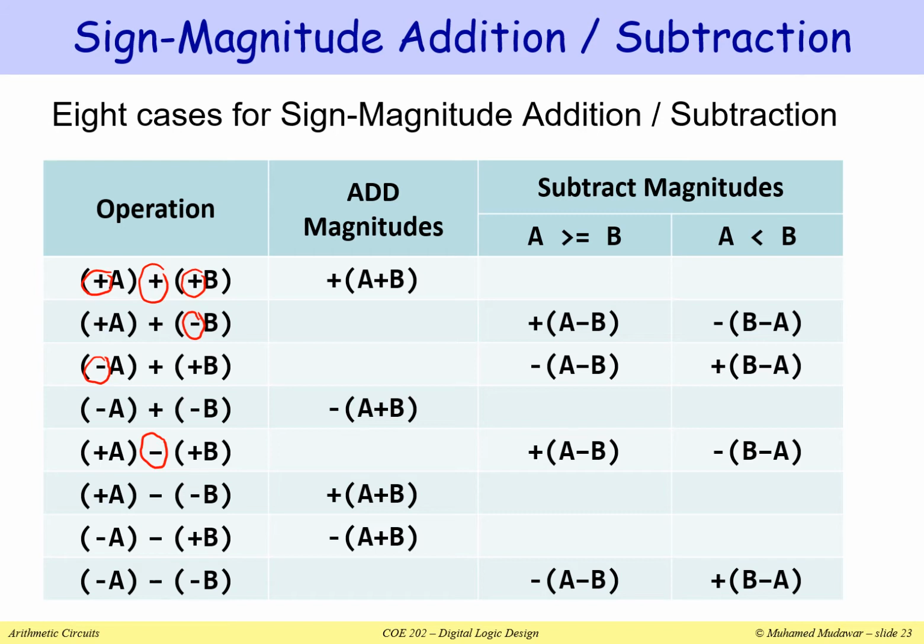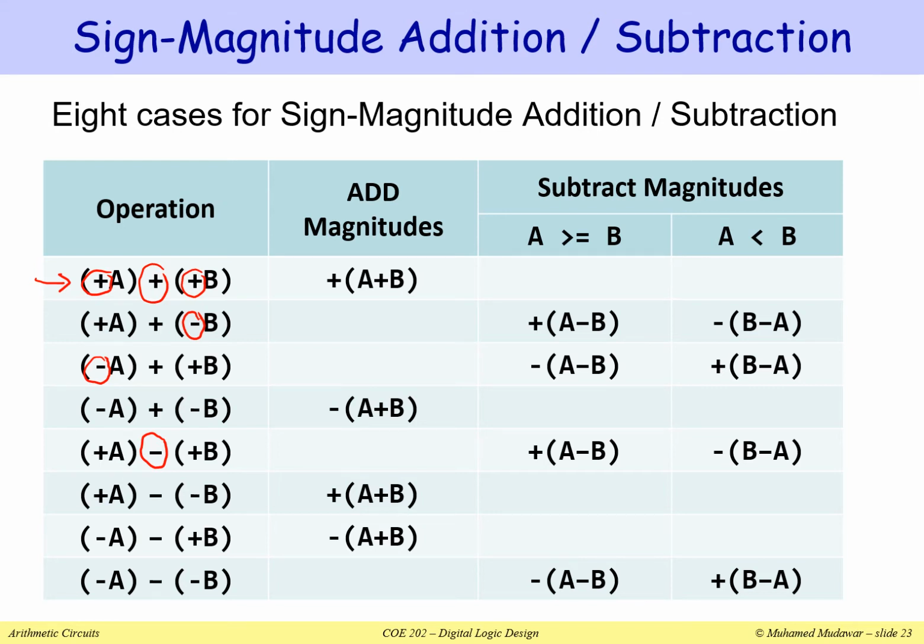So we have to design a circuit that examines the sign bit of A, that examines the sign bit of B, and it has to look at the operation, whether it's addition or subtraction. And it has to do the operation accordingly. So for example, let us take a look at the first case here. A is positive and B is positive. So both A and B are positive.